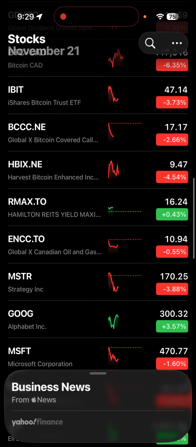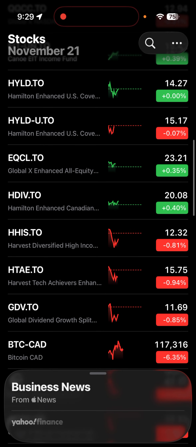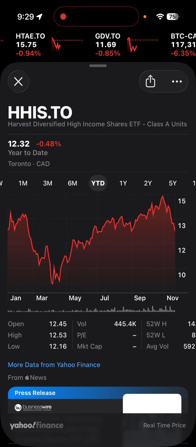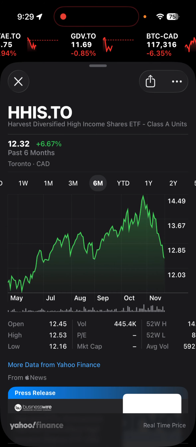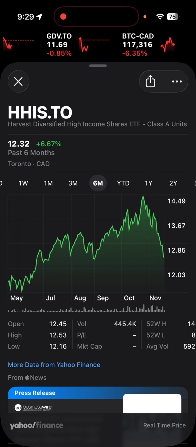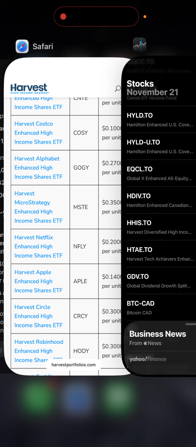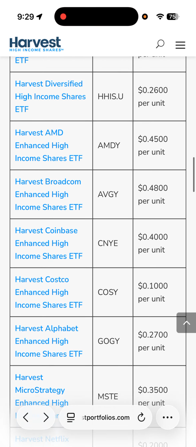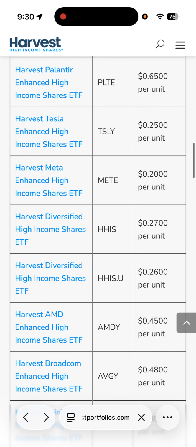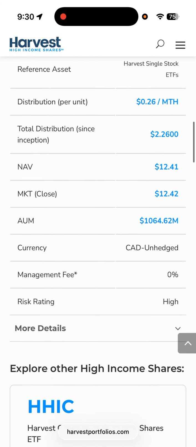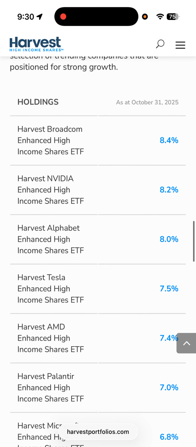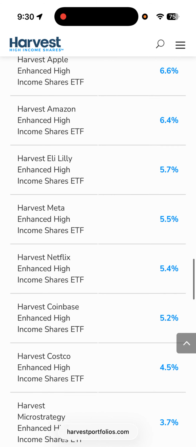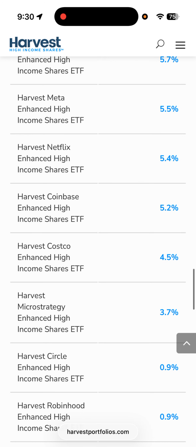And how does this affect a fund like HHIS? Well, personally, I like HHIS. And if you look at HHIS, year to date, it's almost flat. But 6 months, it's up over 6.5%. So one thing I've noticed with HHIS, and this is why my opinion is to stay in a diversified fund or a diversified ETF, is because they have all their holdings here, and I think they can kind of dial up or dial down certain stocks within the portfolio.